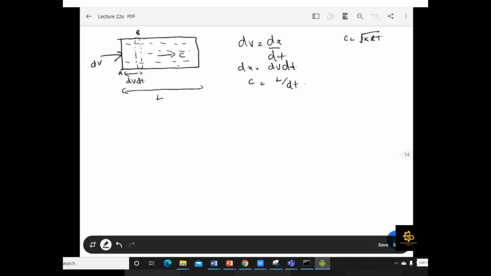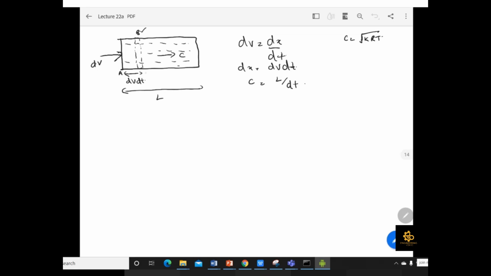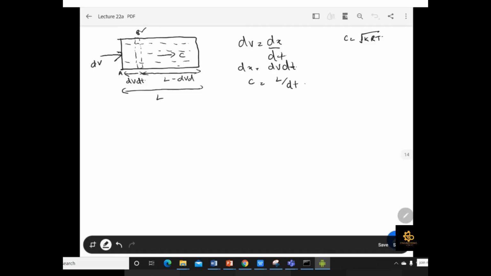Okay, and if we notice that after our cylinder moves towards point number B, this distance becomes L minus dV dt. This is a very easy thing because I just subtract this term from L, so I get the remaining distance, which is when your piston is at point number B. So these are some common terms before we start with the proof. And you also assume that the area of your piston is A.